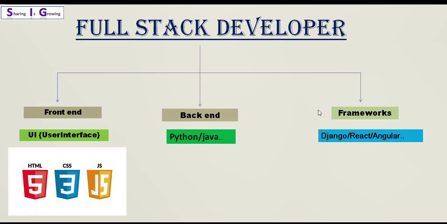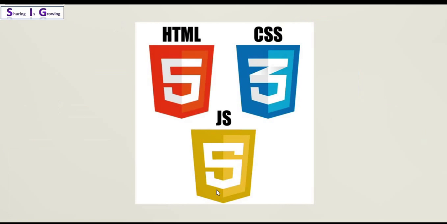Coming to the front end, in the upcoming videos we will learn about it, and I will give you a quick overview of what HTML, CSS and JavaScript are. HTML is used for creating the structure of the website. CSS is used to stylize the website; it gives additional styles and fonts to the website. With JavaScript, we can increase the interactivity of the websites.